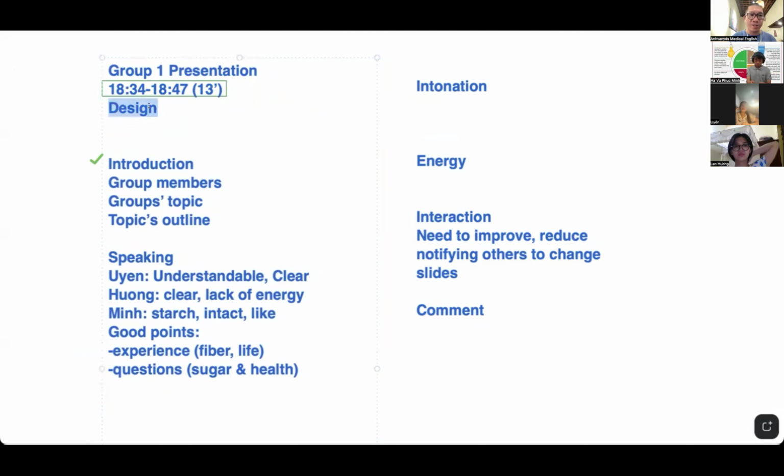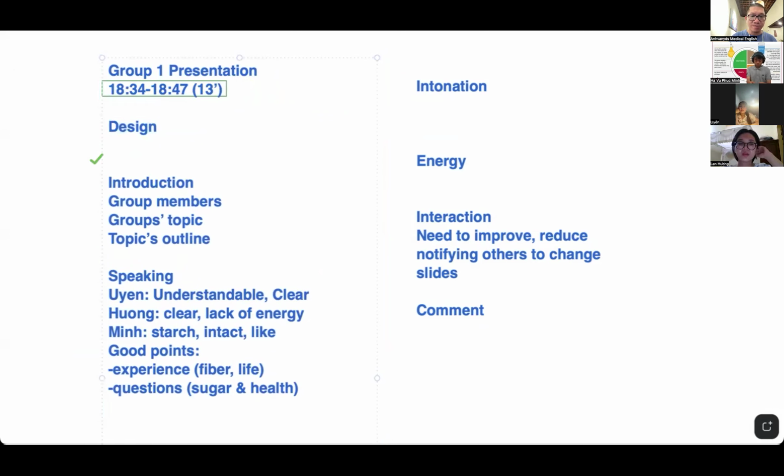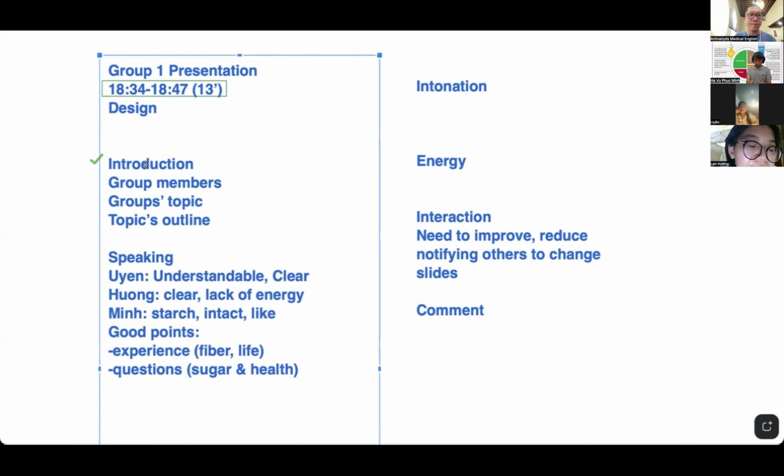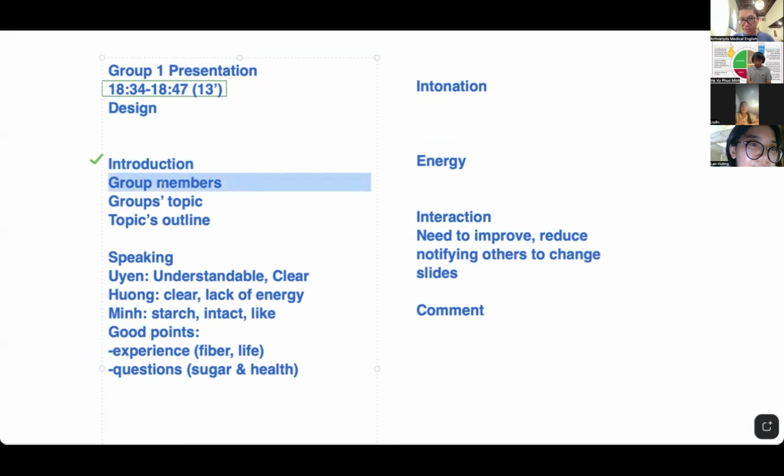Design. Okay, we don't talk about it because I provide the presentation for you, and I see some improvement through your presentation of my slides. It is great. What you did well is your introduction is perfect. You have group member introduction, you have group's topic introduction, and you have topic outline.